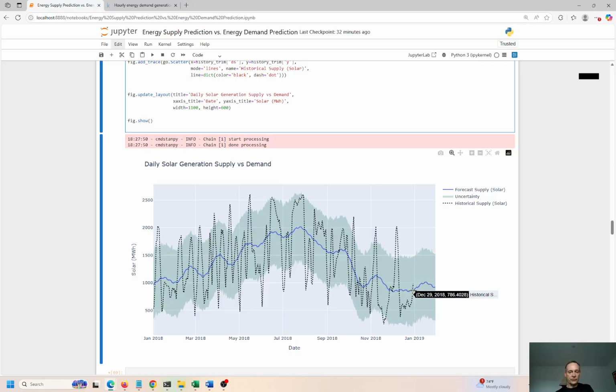So this is the historical supply, the dotted line. The forecast supply for solar energy is the blue line, and the uncertainty is the upper and lower threshold, the upper bound and the lower bound right here in green. Okay, so that is how you interpret the graph.